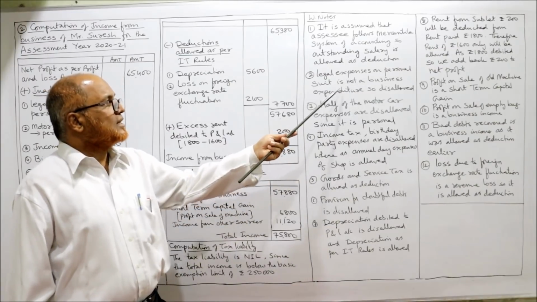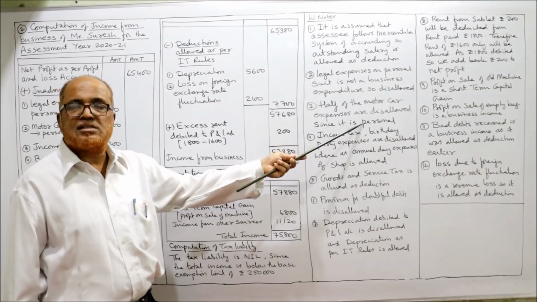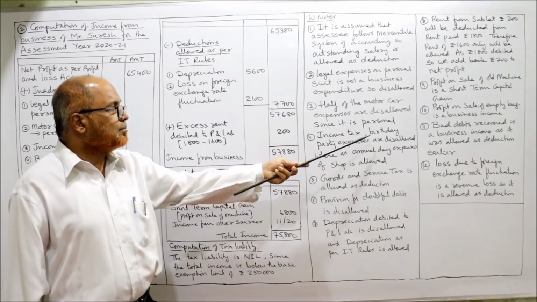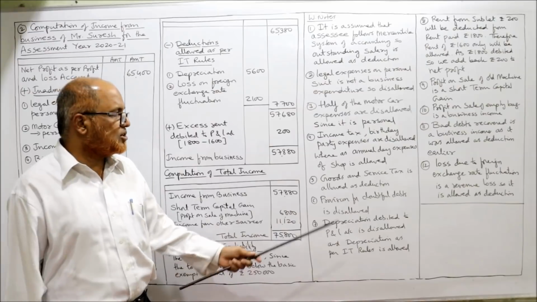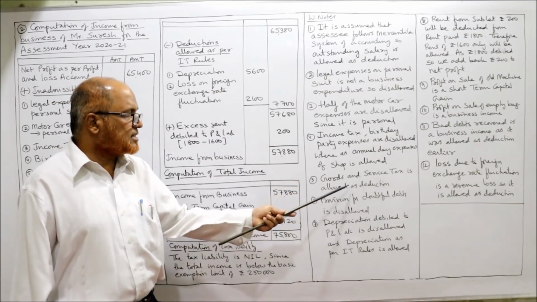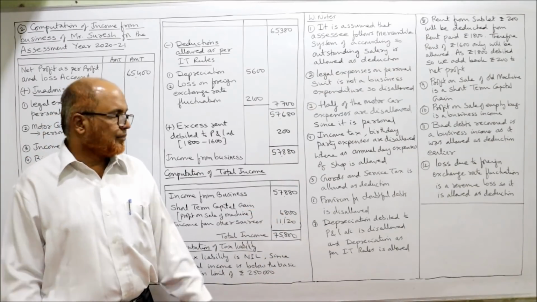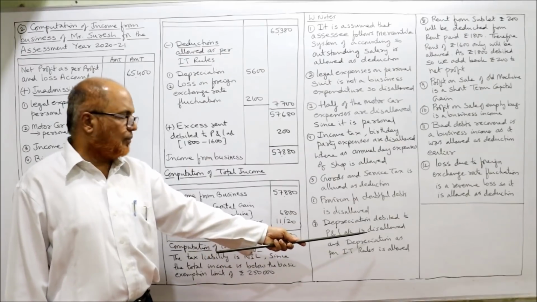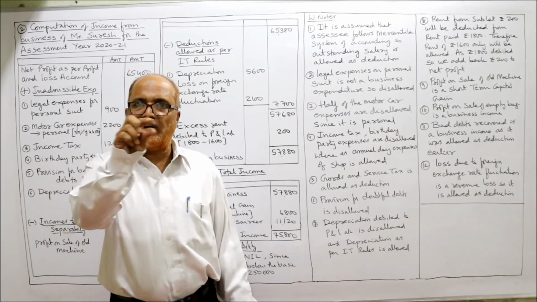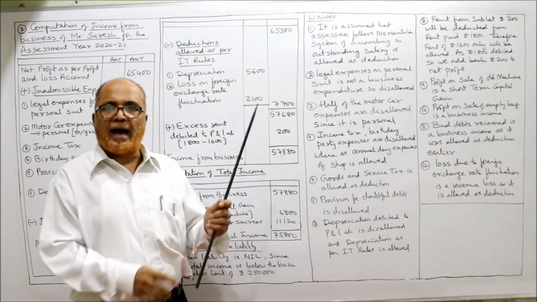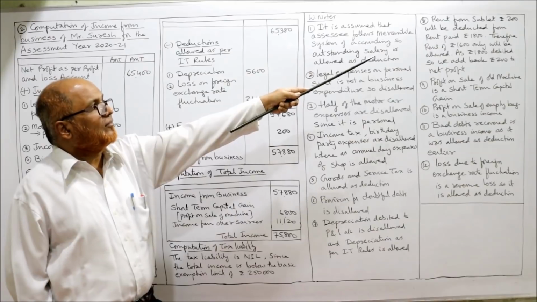Then legal expense on personal suit is not a business expenditure. Then half of the motor car expense is disallowed since it's personal. Then income tax and birthday party expense are disallowed, whereas the annual day expenses are allowed as a deduction. Goods and services tax is allowed as deduction. Provision for doubtful debts disallowed, whereas bad debts are allowed. Then depreciation debited to P&L account is disallowed, and depreciation as per IT rules is allowed. The P&L account depreciation, whatever it is debited, that is added back, and later on as per IT rules it will be deducted.